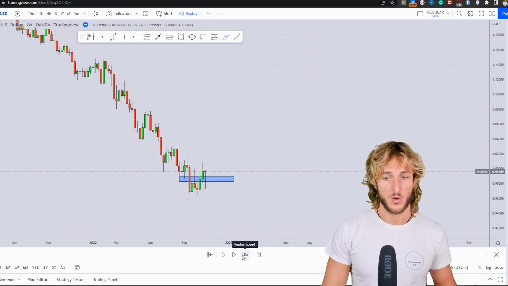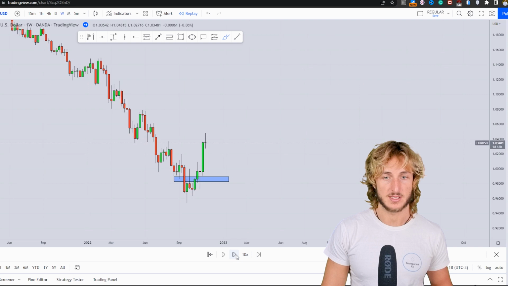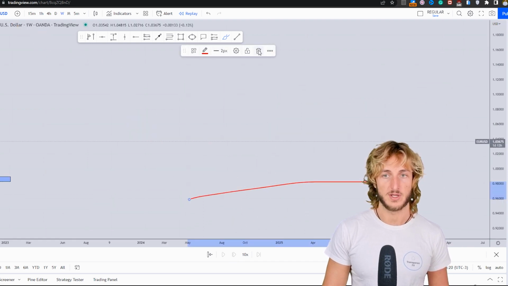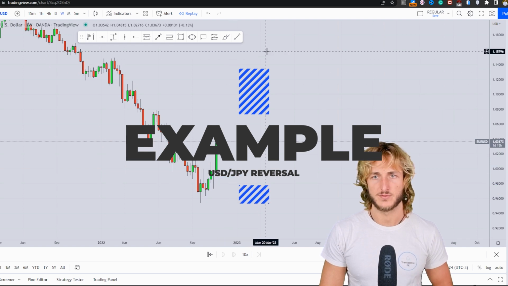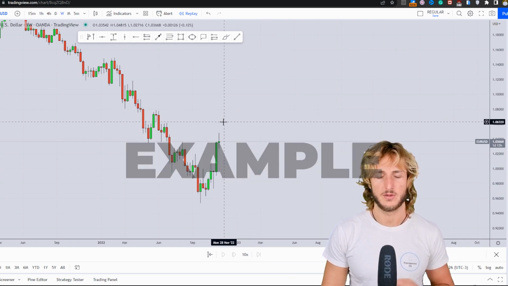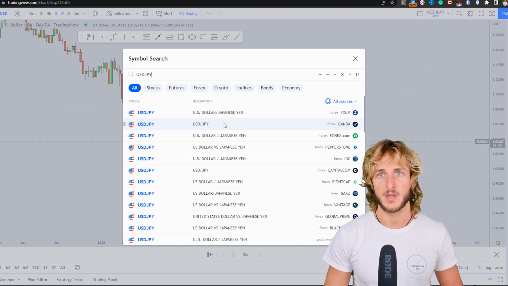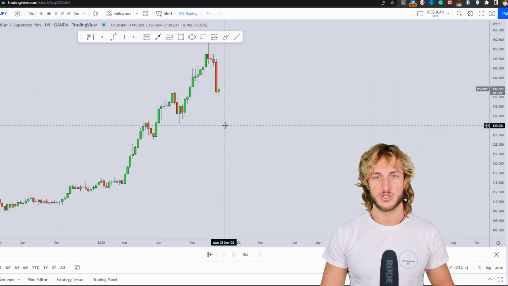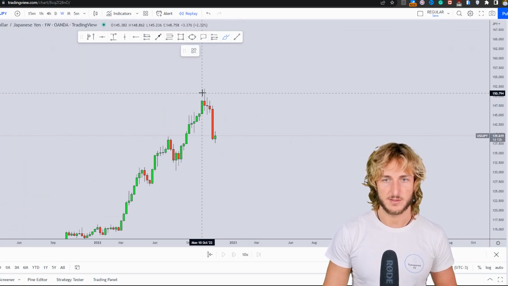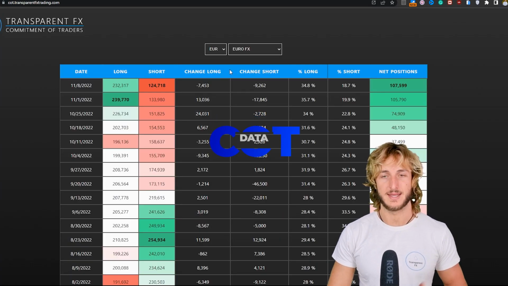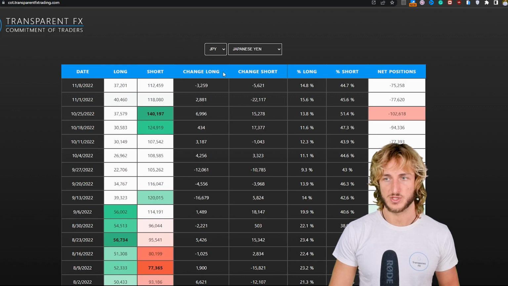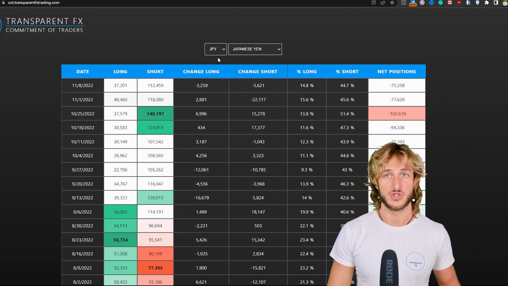And in fact, what we can see is that after that, the market started pushing quite aggressively to the upside, right? Now, let's take another example of this. For example, a pair that lately reversed was USD JPY. Now, if we go and see what we have on USD JPY, we can see that we had this massive reversal to the downside. Now, if we go and see what was happening at that specific time from an institutional perspective, we have to check the data for the JPY.